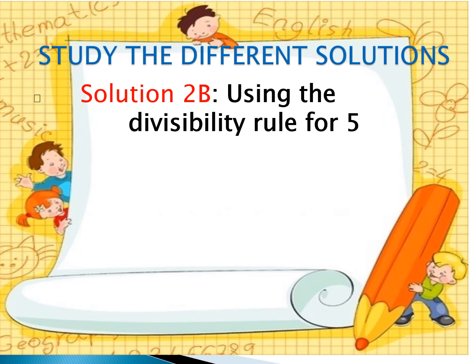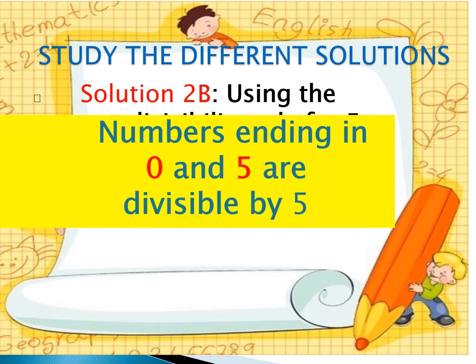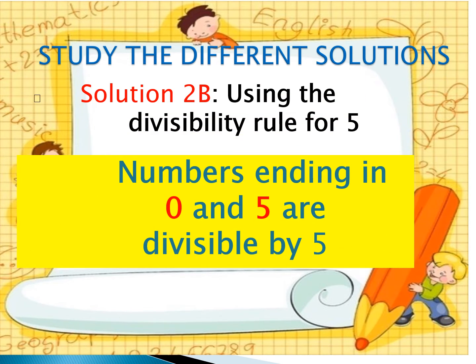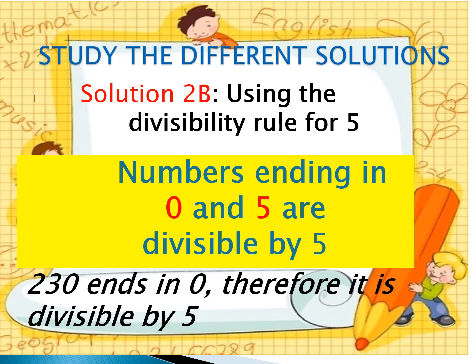While in solution 2B, using the divisibility rule for 5, numbers ending in 0 and 5 are divisible by 5. So 230 ends in 0. Therefore, it is also divisible by 5. So lahat ng number na nagtatapos sa 0 at sa 5 ay divisible by 5 based on the divisibility rule for 5.